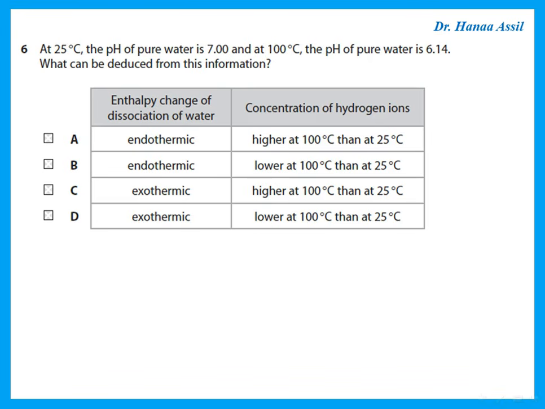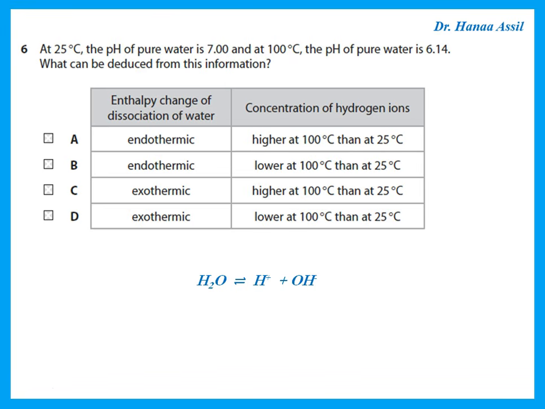At 25 degrees Celsius, the pH of pure water is 7. At 100 degrees Celsius, the pH of pure water is 6.14. What can be deduced from this information? So we're talking about water. Water can dissociate to give H plus and OH minus. And he's saying at 25 degrees Celsius, the pH is 7.